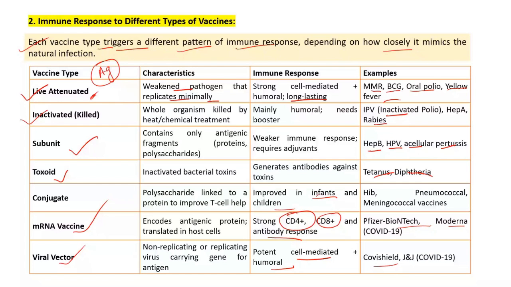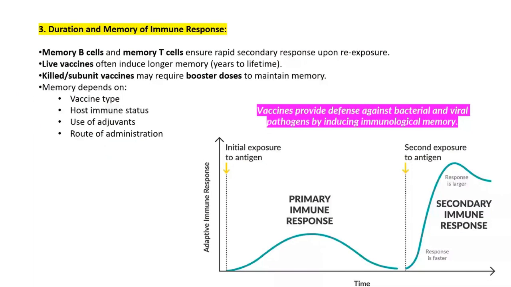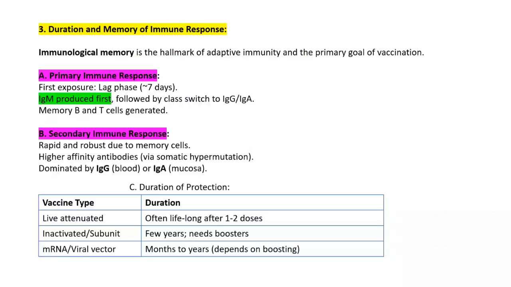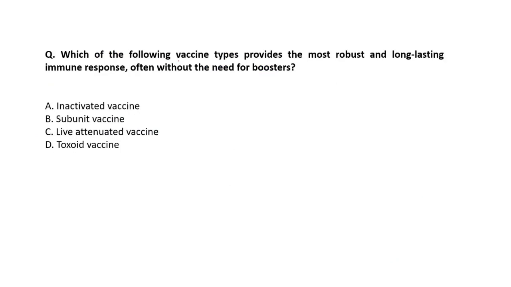Now, next part. So before studying this, let's solve some questions. Which one of the following vaccine types provides the most robust and long-lasting immune response, often without the need for boosters? Now answer me quickly. Which vaccine type will give a long lasting immune response without the need for booster doses?